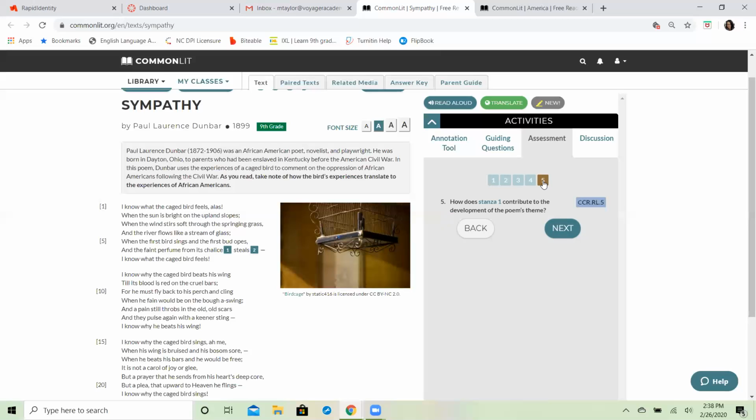Students should consider what ideas in stanza 1 are repeated. Think about things that the bird sees. Think about things that the bird does throughout the course of the poem. And how is it developed? What does that development mean?